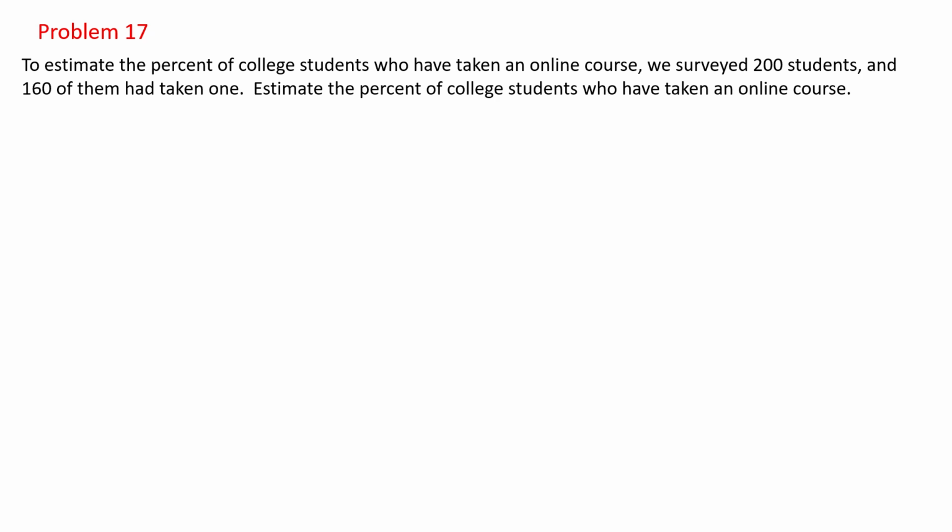All right, here's problem 17. We want to estimate a population proportion. That's what's being asked of us here. A good way to start estimating a population proportion is to compute the sample proportion. In this case, we had 160 out of 200 students taking an online course. That works out to 80%.